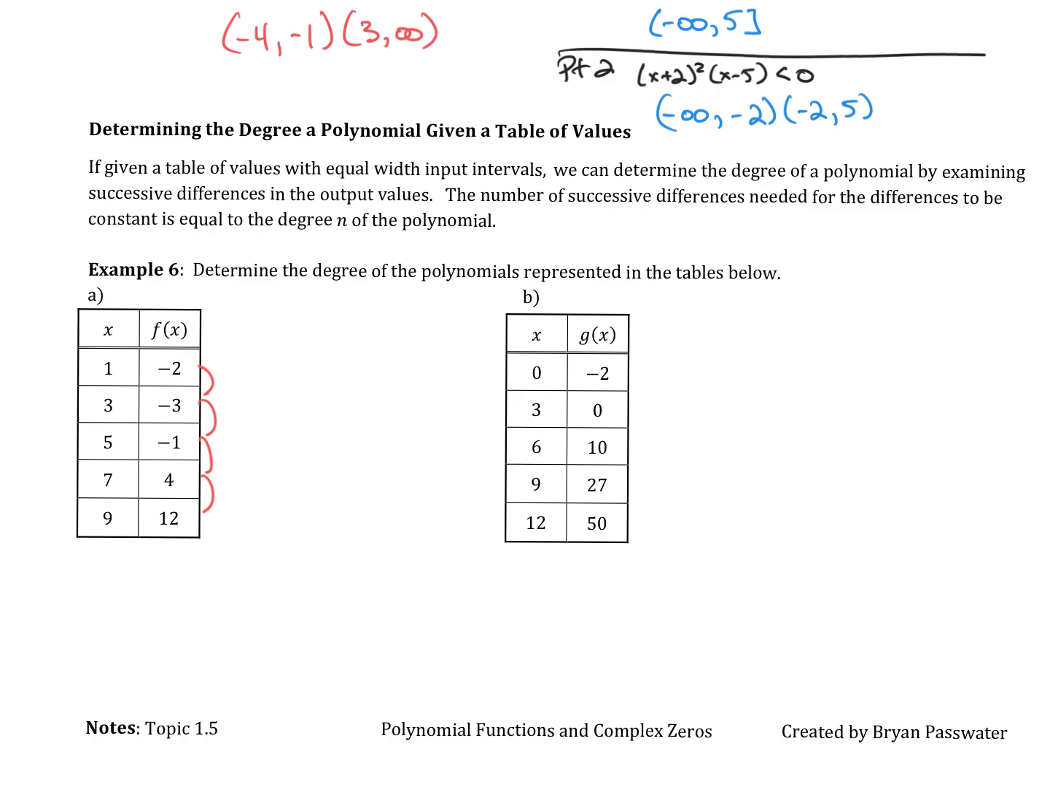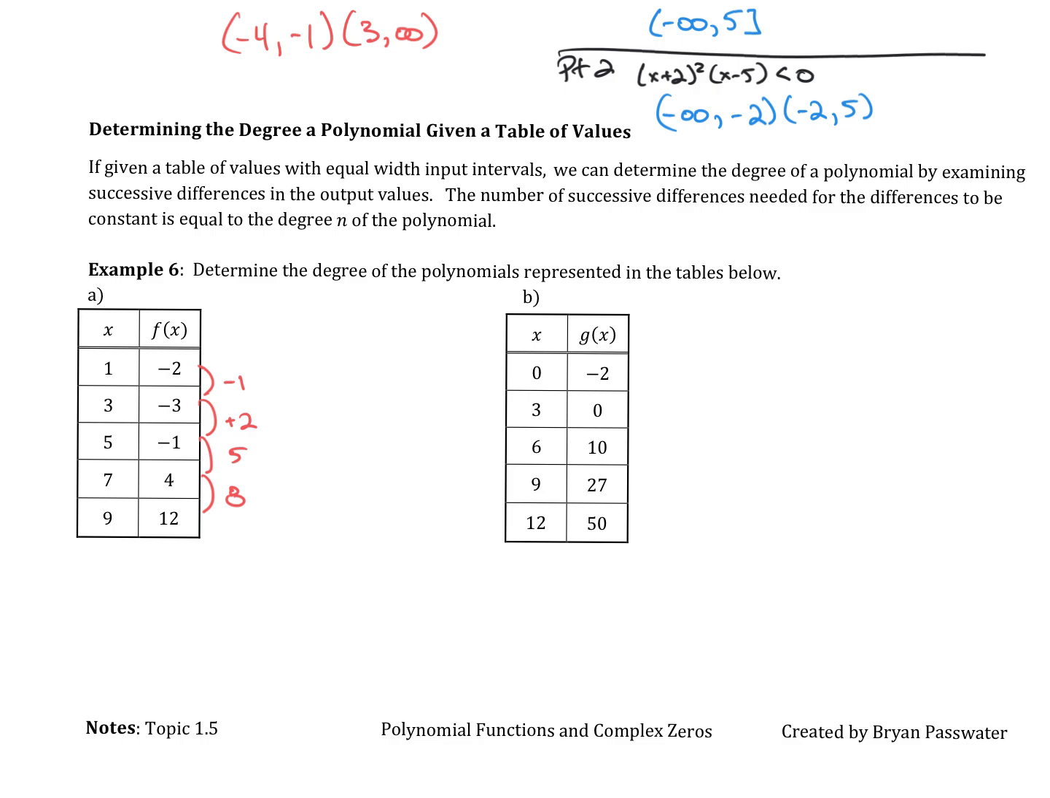When have we done this before? Finding if the function is what? Constant or linear. Okay, sorry. Linear or quadratic. That's what we tried to find. All right. And so let's do it again. So -2 to -3 is what? -1. How about -3 to -1? +2. And then -1 to 4. 5. And then 4 to 12. 8. So is it a linear function?